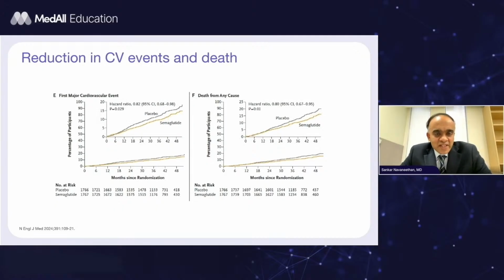What is more interesting is in these patients with type 2 diabetes and CKD, both the first major cardiovascular events and the death from any cause, not just from cardiovascular disease, but death from any cause, there was almost a 20% reduction in these risks.